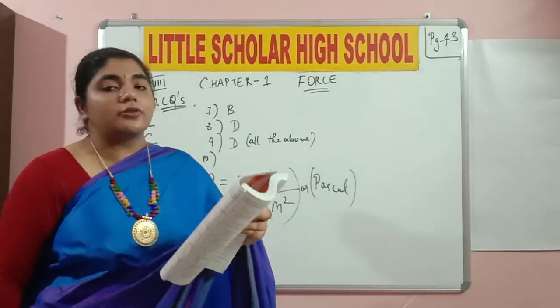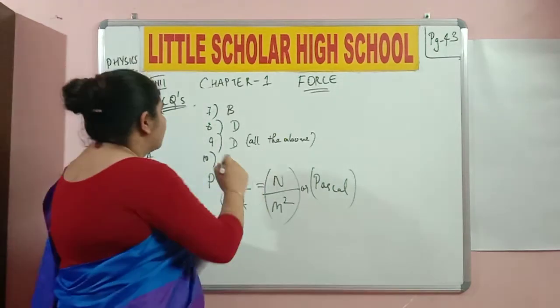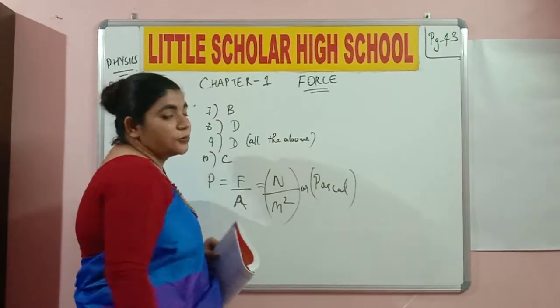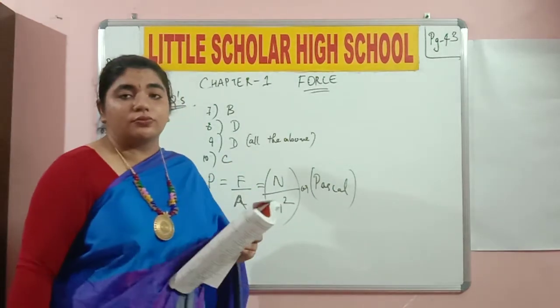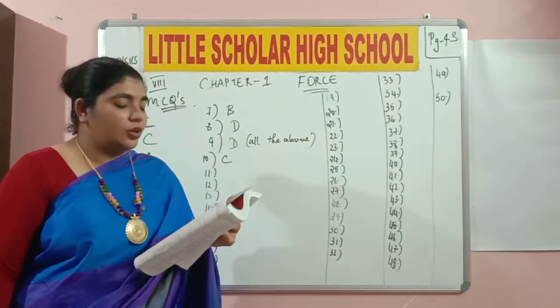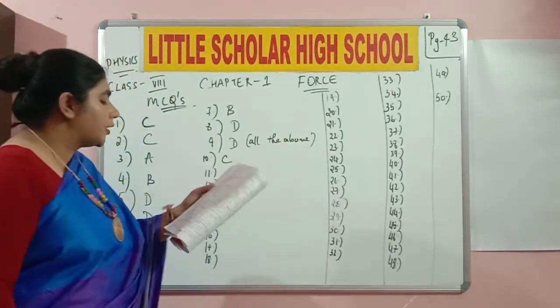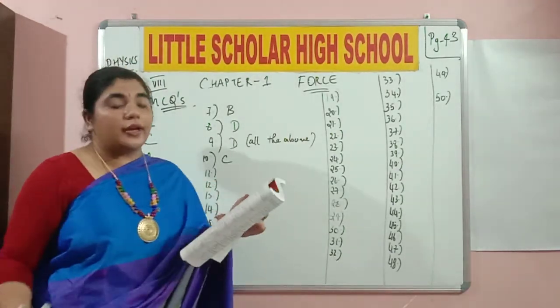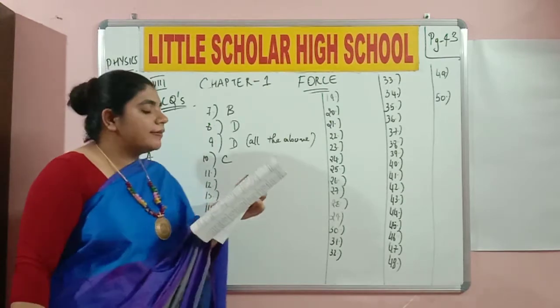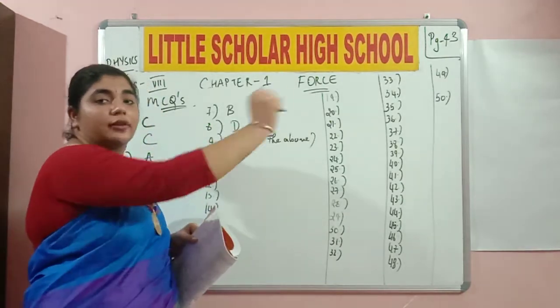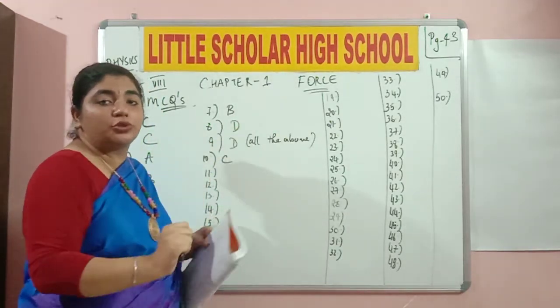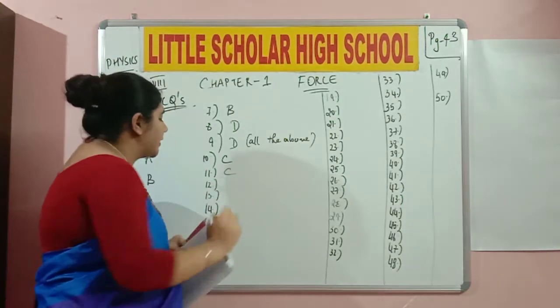A push or pull is called. Come on, you know this. Push or pull is called force. Option C. I'll erase this for you. So 10th one, I'm repeating it again for you. A push or pull is called force. It's option C. 11th one, erasing the blackboard involves both push and pull. So again, option C here.